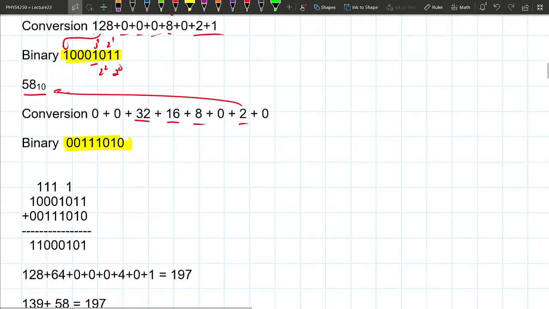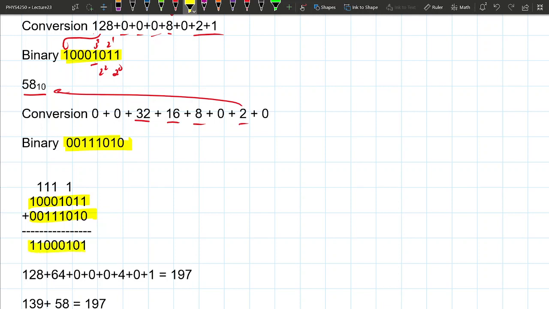Just like before, we stack them on top of each other, right? And then you just start doing column, column, column. 1 plus 0 gives you 1. 1 plus 1 gives you a 0 with a carry of 1. 1 plus 0 gives you a 1. 1 plus 1 gives you 0 with a carry, and so on and so on like that. And down here is hopefully the final number that you're going to have.